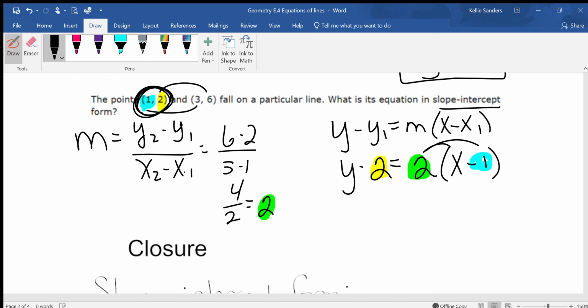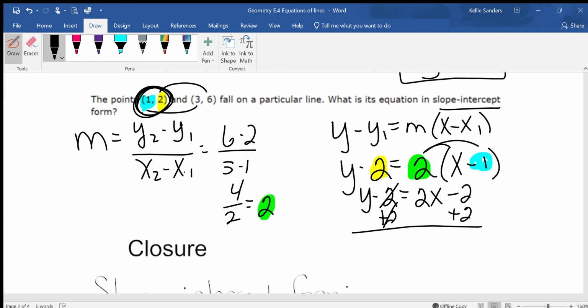So we're going to distribute the 2. We're going to leave that one there for just a second. 2 times x is 2x. 2 times negative 1 is negative 2. We're going to add the 2. And what's negative 2 plus 2 over here? 0. Those basically cancel out. So y equals 2x.